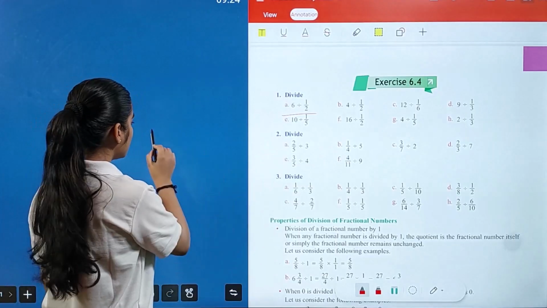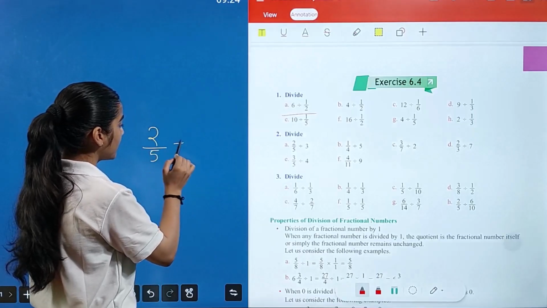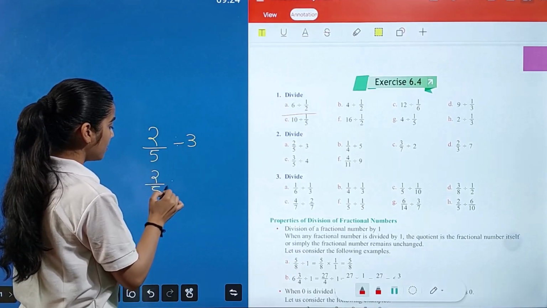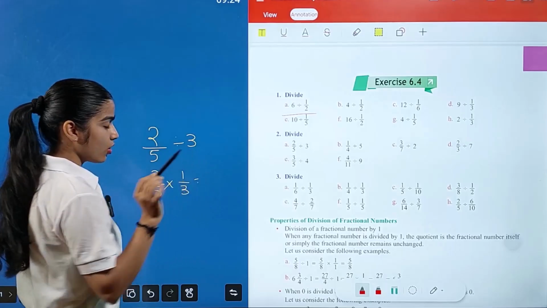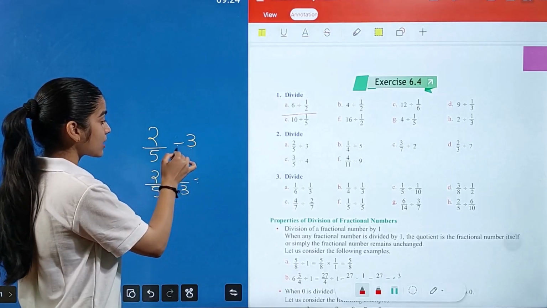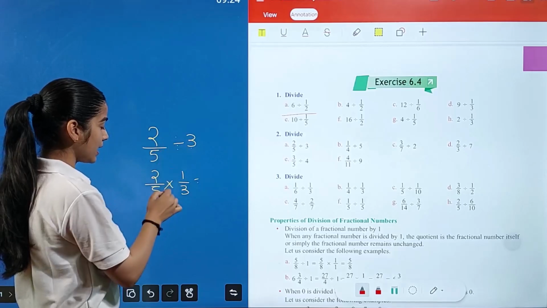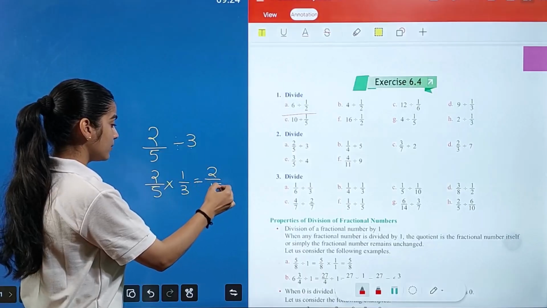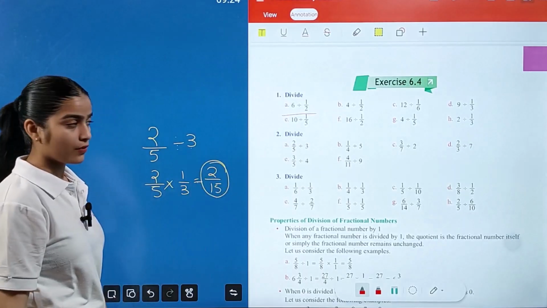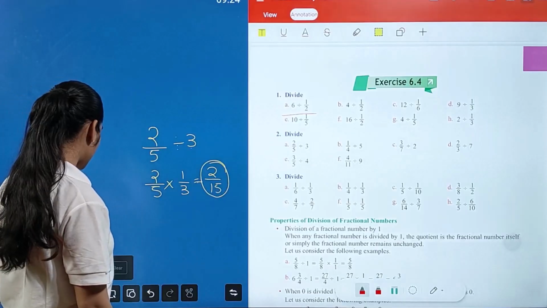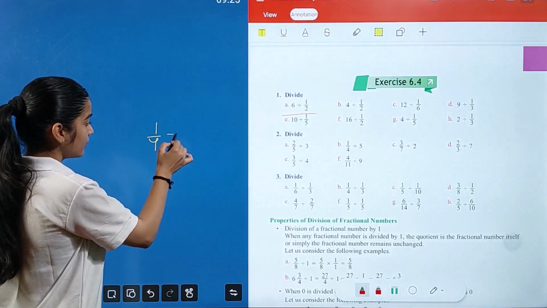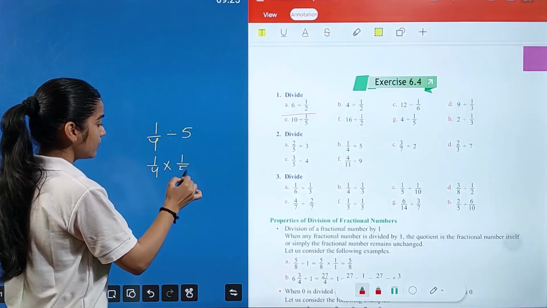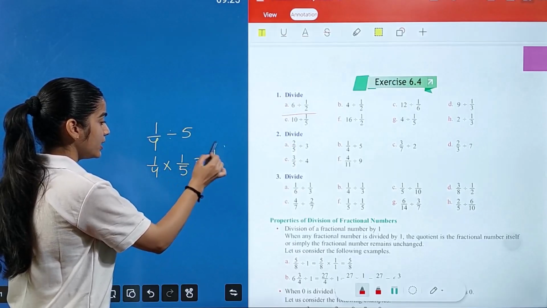Next, divide. In this section, 2 by 5 divided by 3. So what is the reciprocal of 3? 2 by 5 multiplied by 1 upon 3. Always keep in your mind, when you take the reciprocal, your sign will be changed. In this section, we are writing division, and in the next step we write multiplication. So 2 1s are 2 and 5 3s are 15. So this is your answer, 2 by 15. Okay. Next question we have 1 upon 4 divided by 5. So 1 upon 4 multiplied by 1 upon 5. You will get 1 upon 20 as your answer.